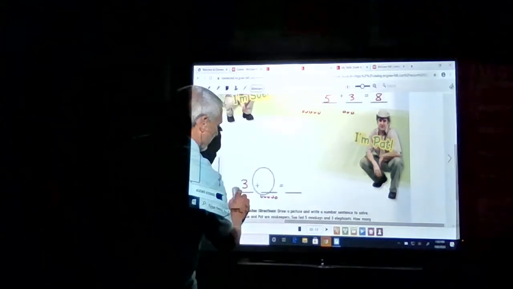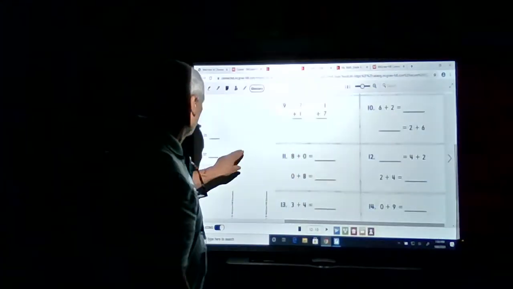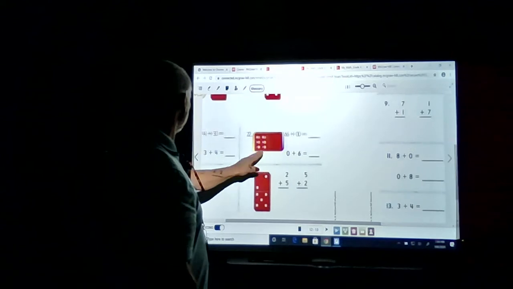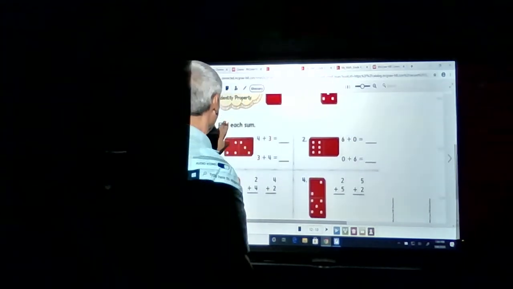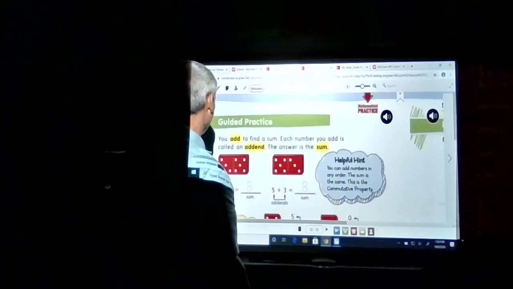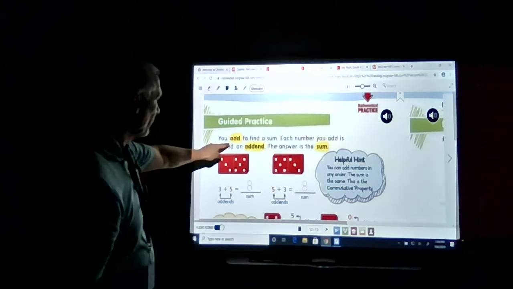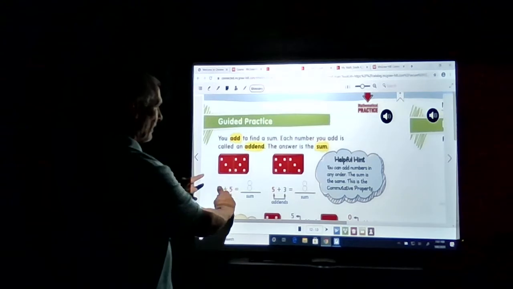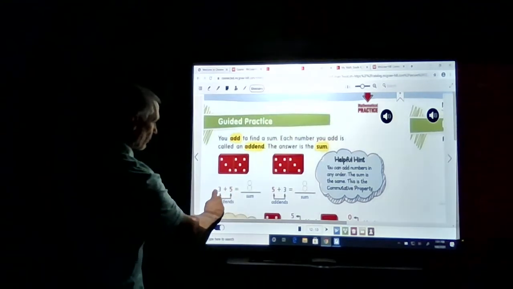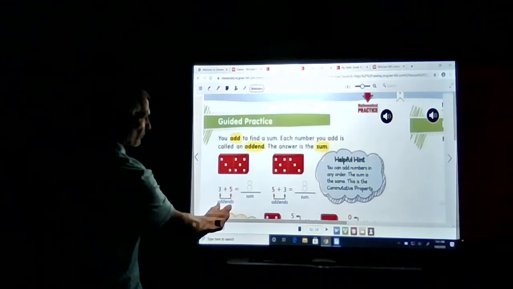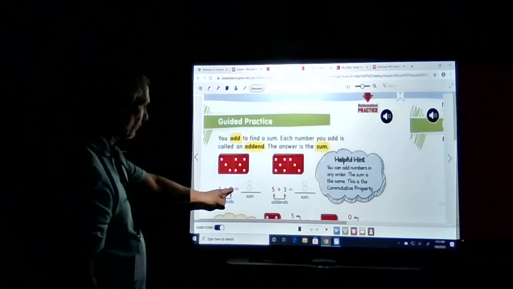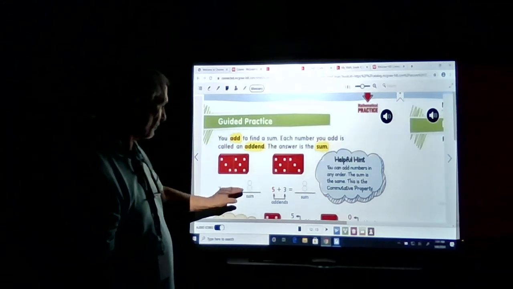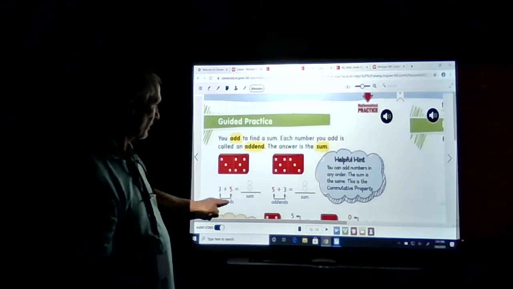So we're going to have a name for that when we can switch them around. Let's look at the next page. And I'll slide this down. When you add, you find a sum. Each number that you add, those 2, just as before, we call those the addends. And with the equal sign, the answer to the 2 addends we call the sum.